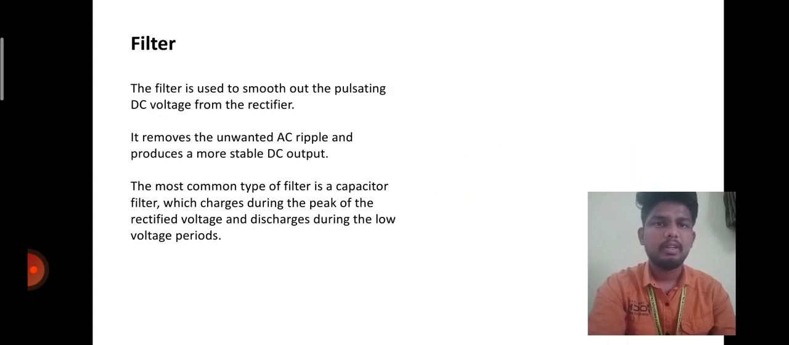Filter. The filter is used to smooth out the pulsating DC voltage from the rectifier. It removes the unwanted AC ripple and produces a more stable DC output. The most common type of filter is a capacitor filter, which charges during the peak of the rectified voltage and discharges during the low voltage periods.